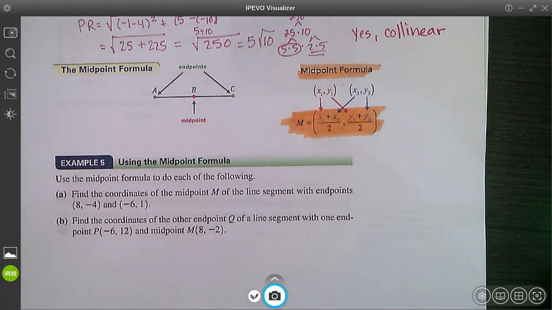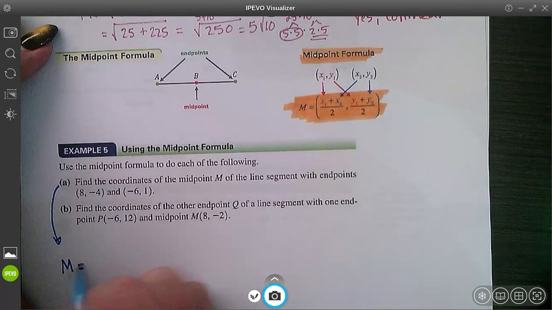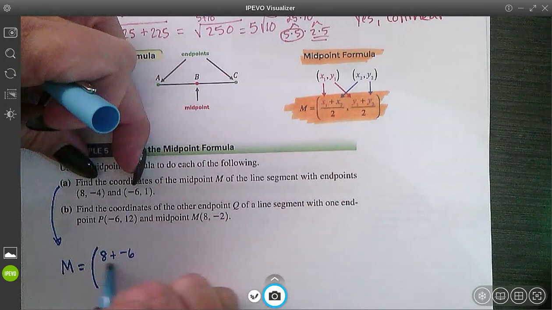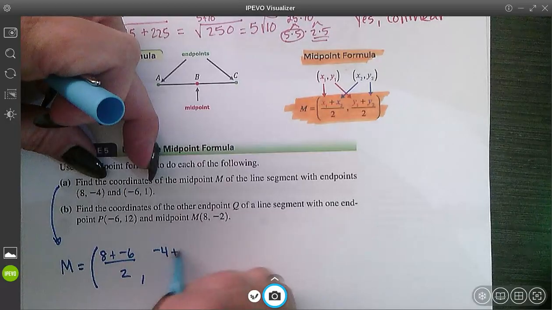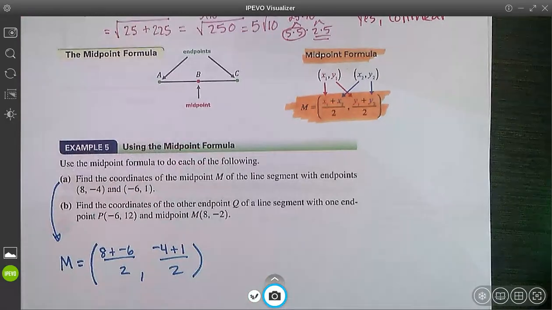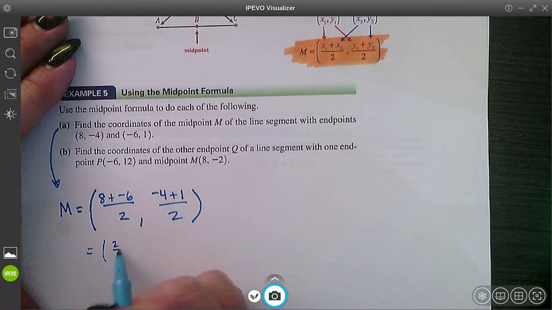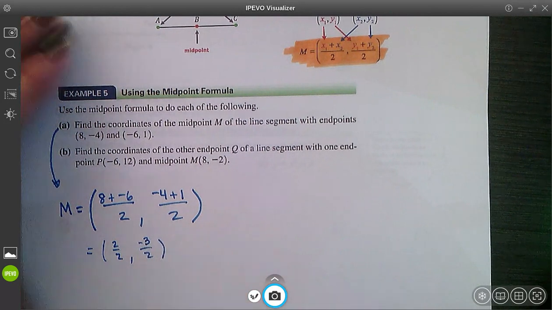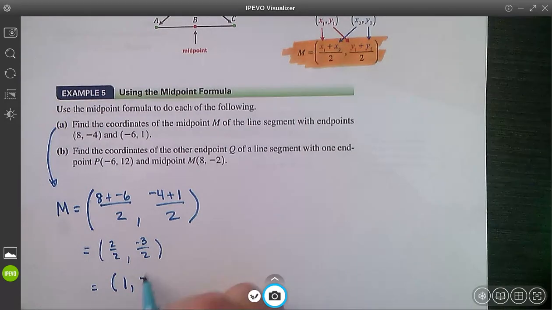So it's pretty straightforward. In part A, to find the midpoint, we are going to add the x's, 8 plus negative 6 divided by 2. And then we're going to add the y's, negative 4 plus 1 divided by 2. And you just simplify those two fractions. 8 plus negative 6 is 2 over 2. Negative 4 plus 1 is negative 3 over 2. So that midpoint is going to end up being the ordered pair 1, negative 3/2.